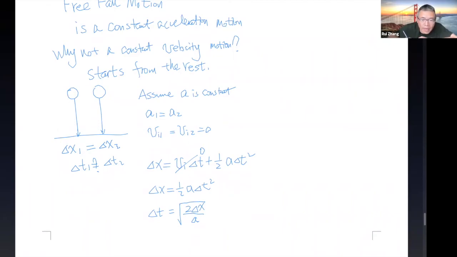Now look, because a1 equals a2, and delta x are the same, the displacements are the same, certainly you get the same delta t. So for a1 equal to a2 and delta x1 equal to delta x2, based on this formula, delta t1 has to be delta t2. They're the same time. So what we're doing here is explaining that if we assume a is constant, then the two balls, if you start from the same height, will reach the bottom at the same time.